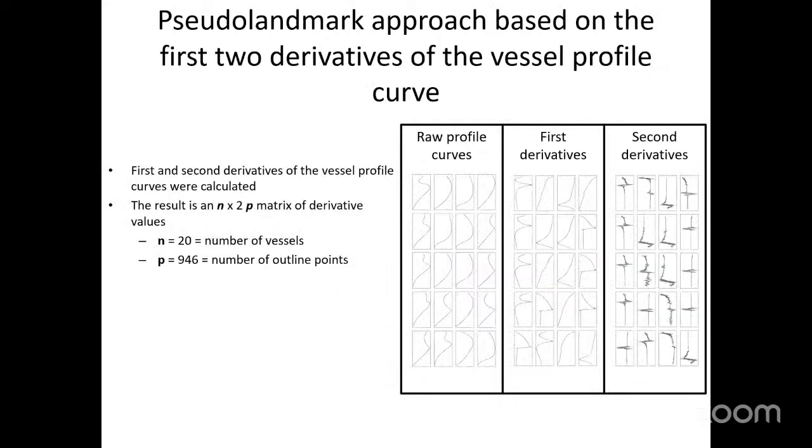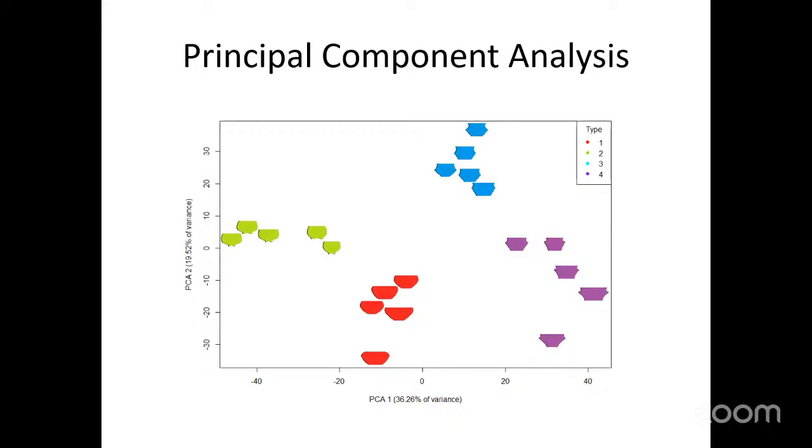So we did the same thing with a pseudo landmark approach, but in this case we did not apply it to the raw profile curves, but to the first and second derivative of the raw profile curve. So it's exactly the same method, the same statistics, but not applied on the curve itself, but on its derivatives. And the result is now much, much better. It's actually perfect, because you get a perfect separation in this plot of these different vessels which have the same syntax. These are the four syntactical types. They're perfectly separated on this plot.